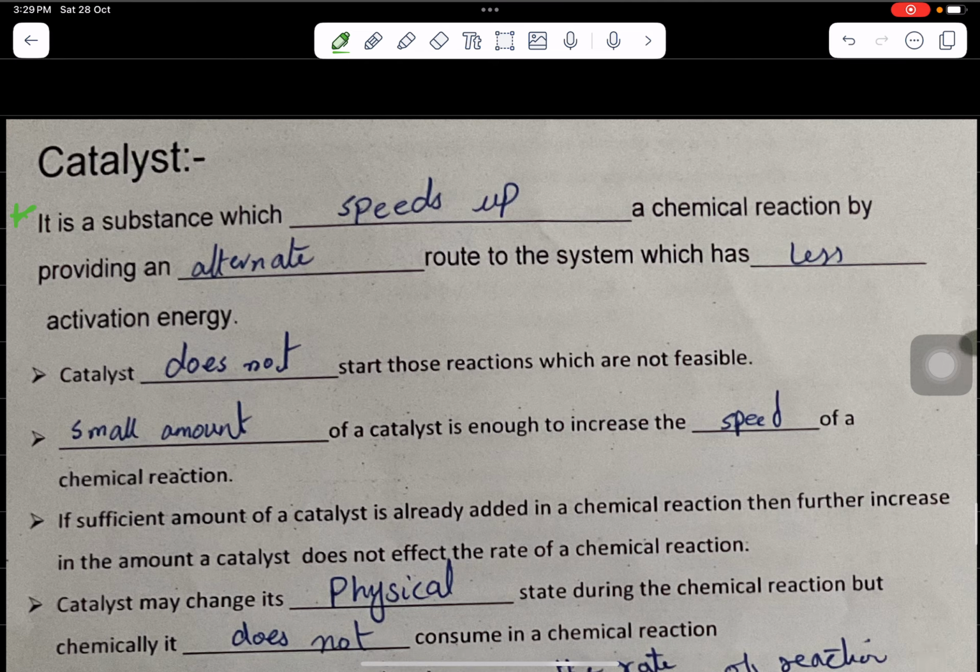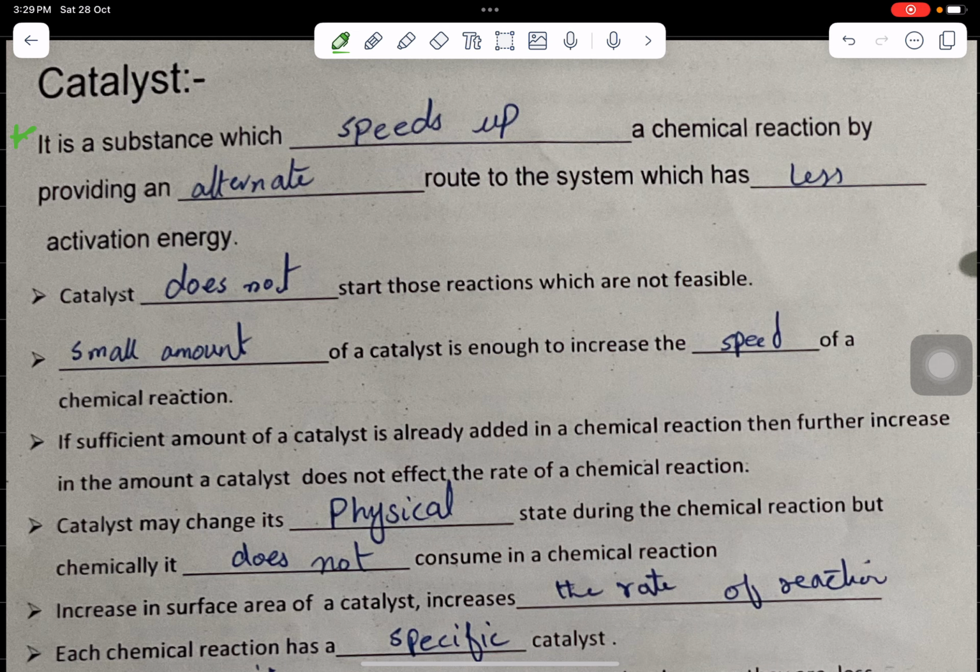Now the next point: a catalyst does not start those reactions which are not possible. It means a catalyst will not start those reactions which are not possible, which do not exist.